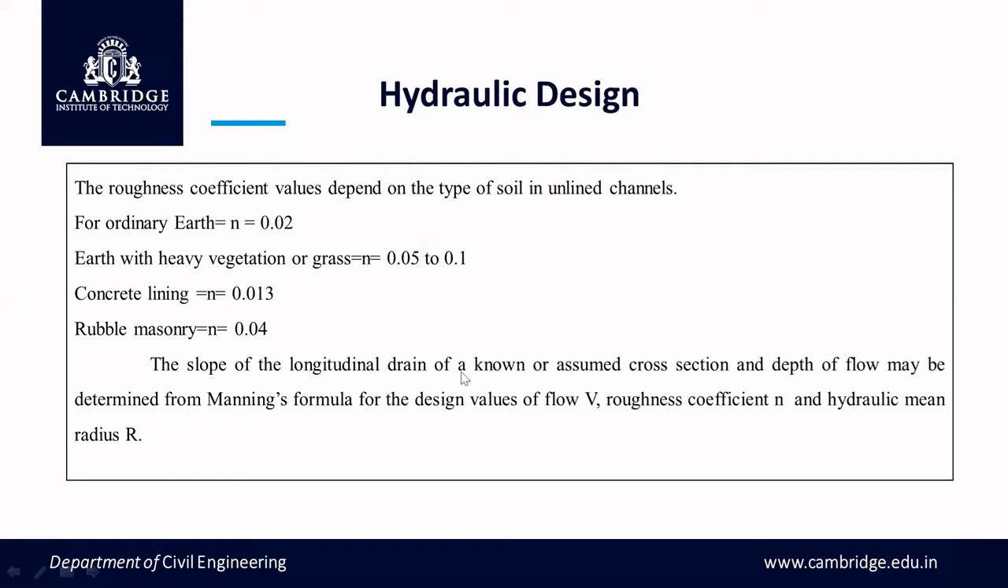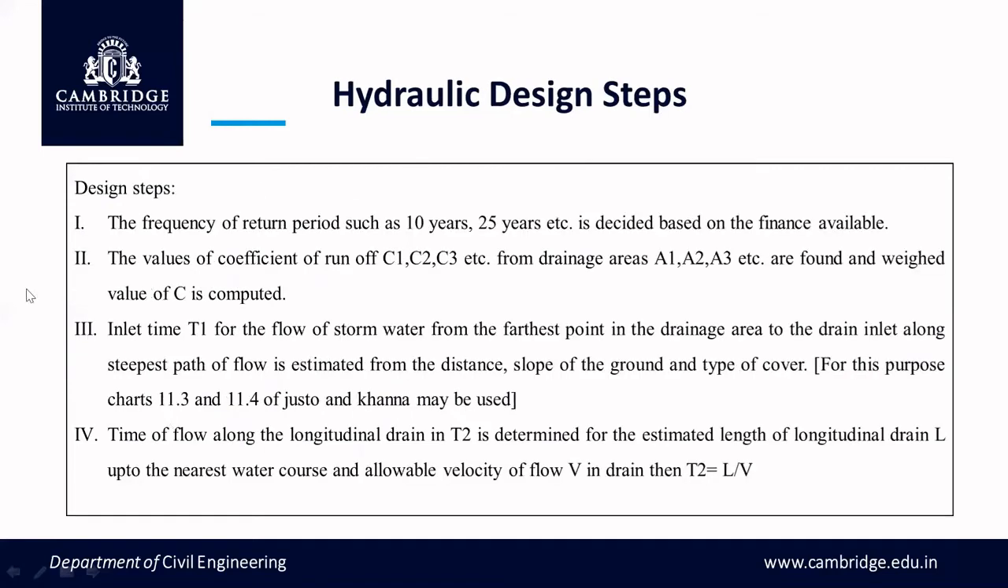The slope of the longitudinal drain of a known or assumed cross section and depth of flow may be determined from Manning's formula for the design values of flow V, roughness coefficient N, and hydraulic mean depth or hydraulic mean radius R. What are the design steps that are to be carried out?